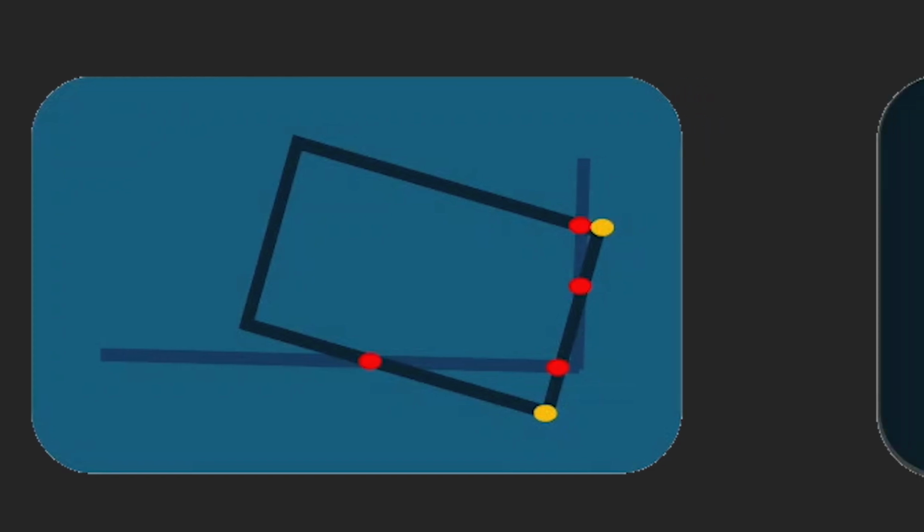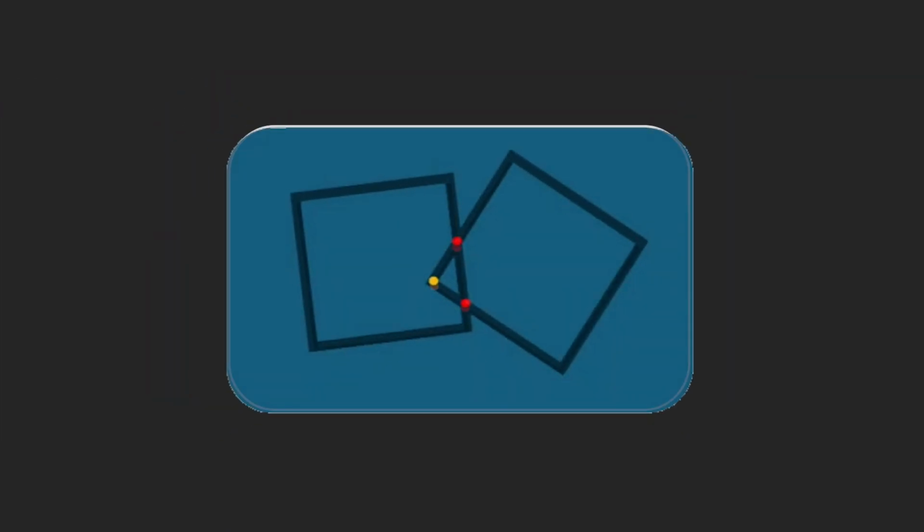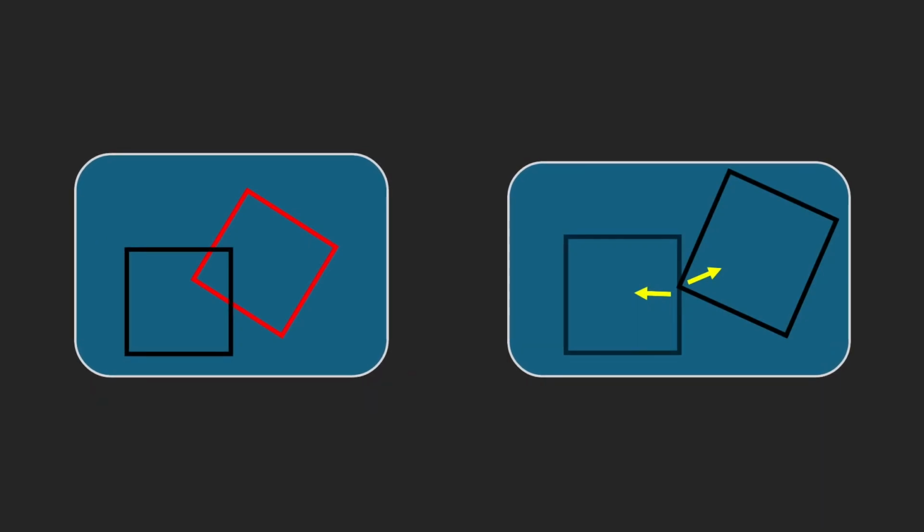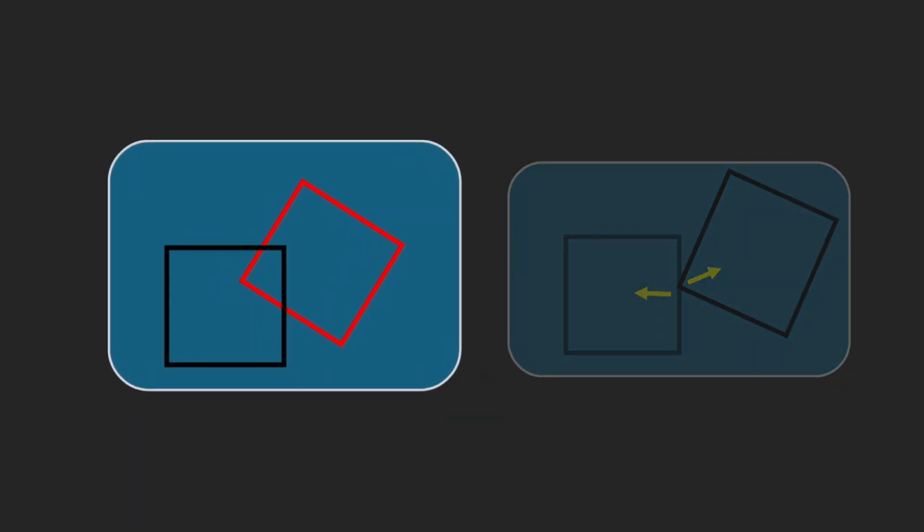Let's try to now allow soft bodies to collide with each other. There are two main parts to this: collision detection and collision response. So for collision detection, we have two options.